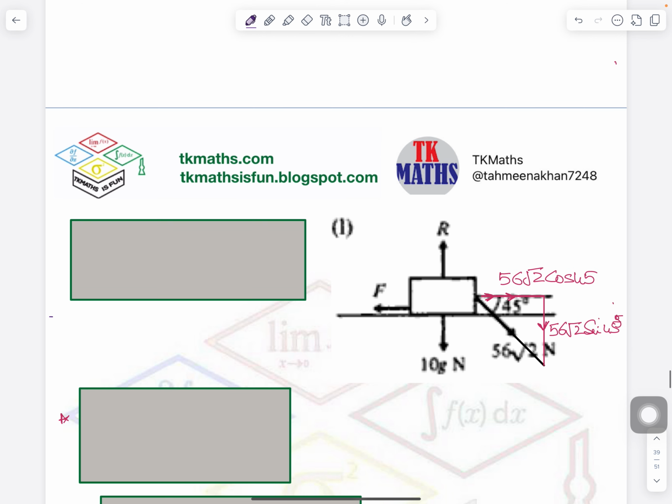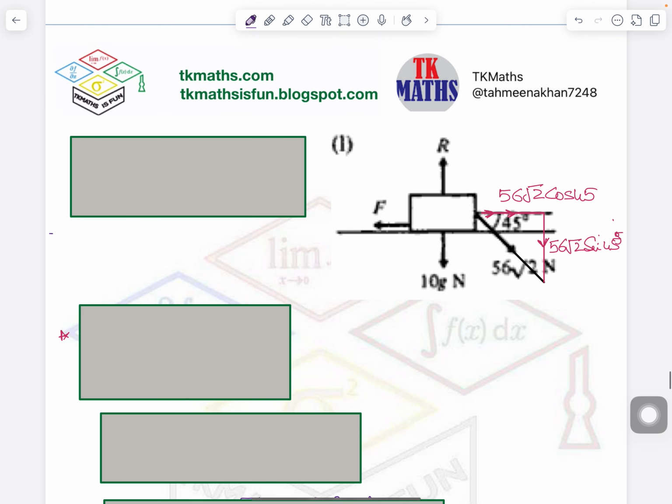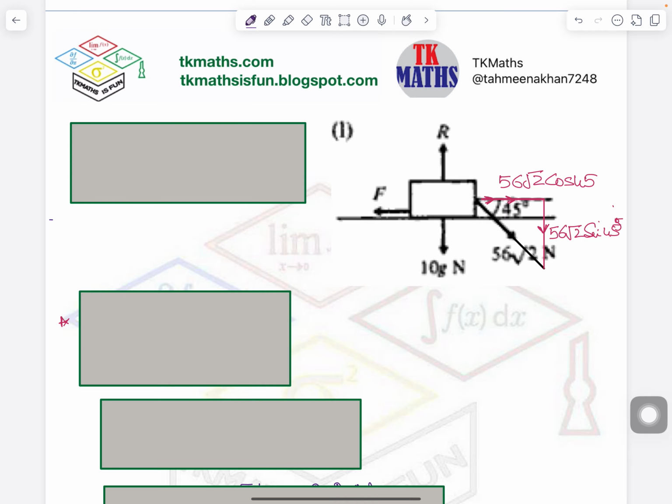So one question I have given here for you, and you will solve it and I will show you the solution. I have taken the case here where force is applied at an angle of 45 degrees. Because in the previous videos we have seen how to resolve forces, that's why I've given it to you to check your understanding. So you can put the video on pause, but I'm showing you the solution here.